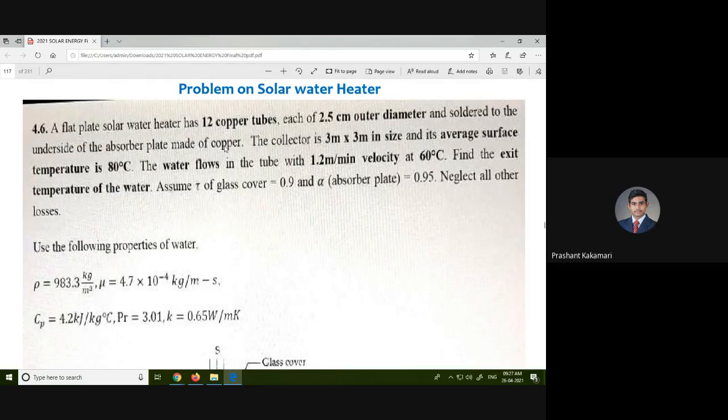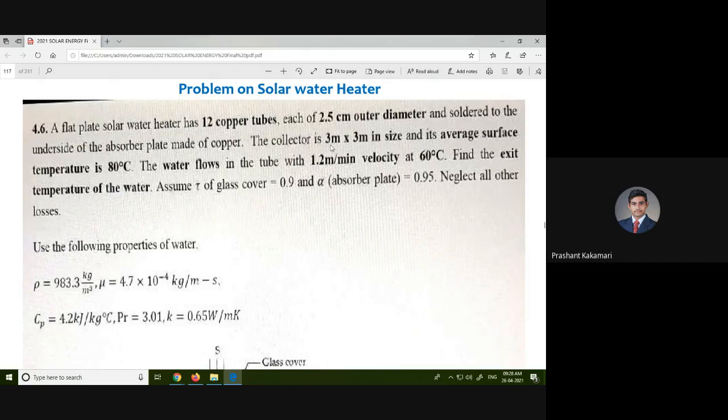Underside of this copper plate, these tubes are welded or soldered, or it may be connected with bond. So here they have given soldered. It is soldered to the underside of the copper plate. So 12 tubes are connected like this, and now the absorber plate is ready to absorb the heat. And tubes will heat or transfer the heat to the liquid, and the liquid is water. So we need to recall the properties of water also.